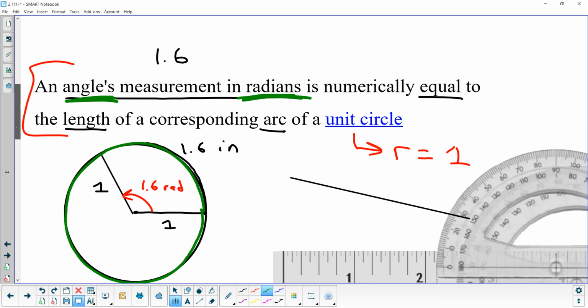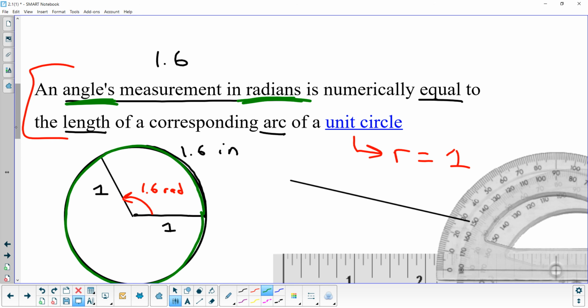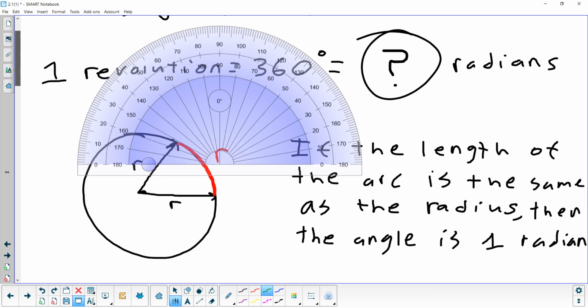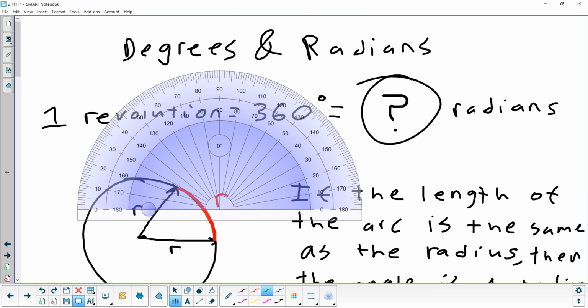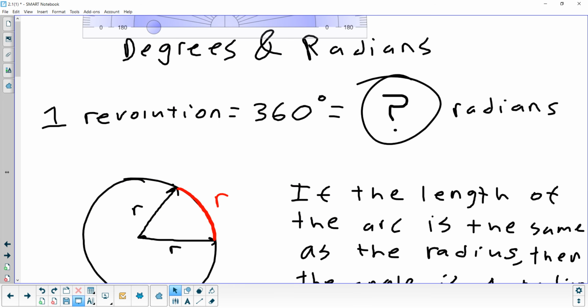Remember, the length of that arc that I did in green is the same as the size of the angle. So if the length of the arc in green is 2 pi, what's the size of the angle that goes all the way around? Yep. 2 pi radians. Exactly, 2 pi radians.